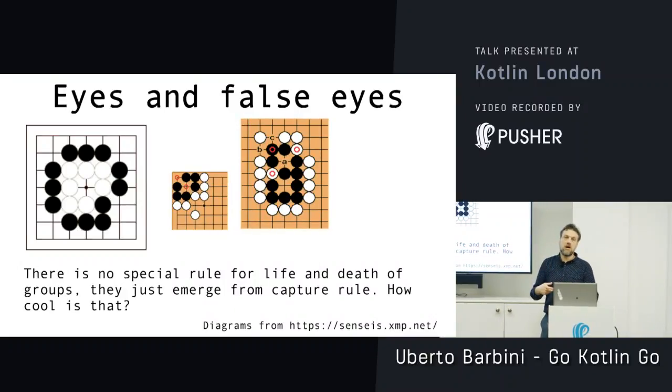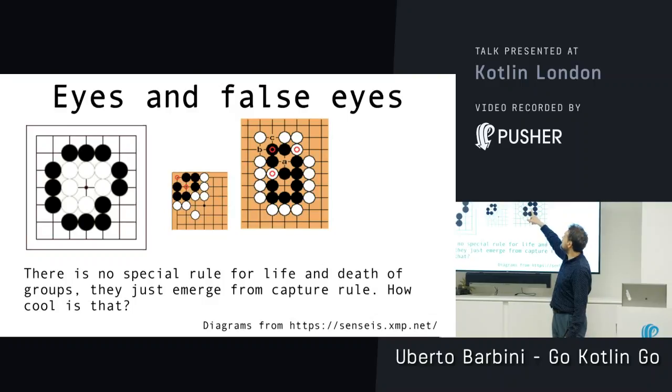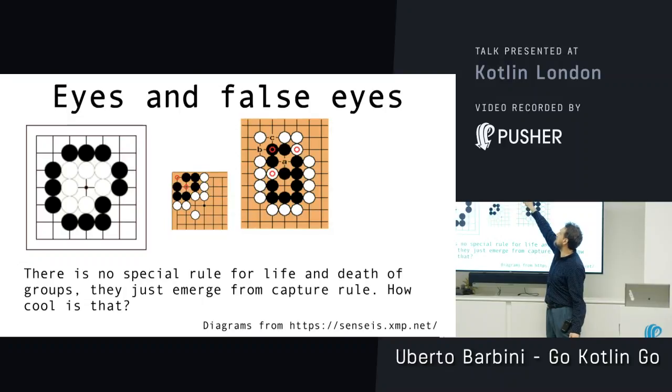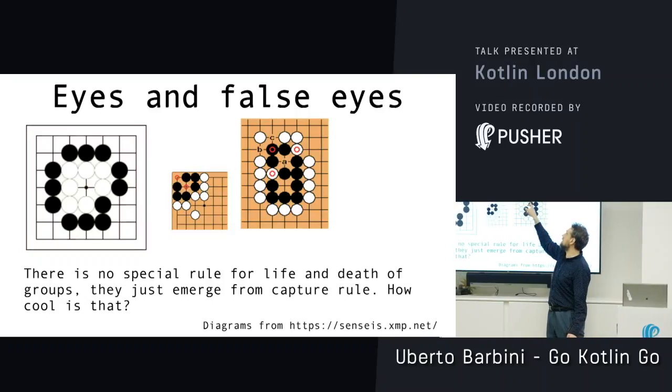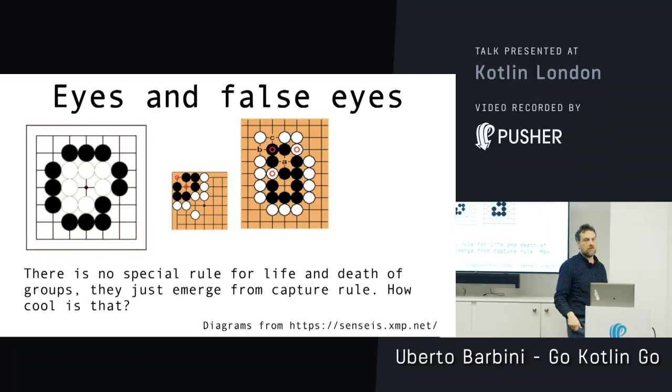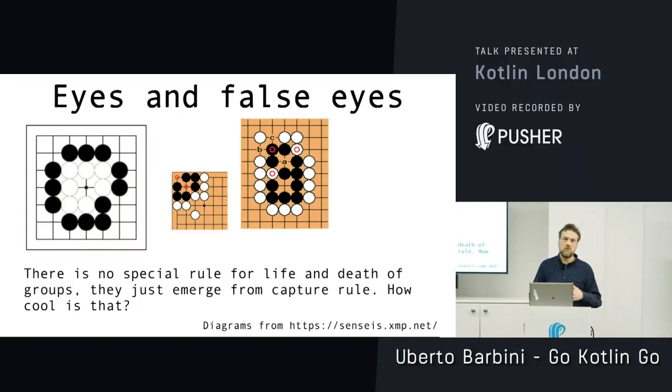Any shape with two eyes is unkillable. Two or more than two eyes, so it's alive, as it's called. Any shape that has only one eye is killable. And sometimes those are called false eyes, like this one, because it seems like an eye, but if white plays on C and B, then it can place on A and kill. It will kill these three, so this will be only one eye, and kill also the other one. So all the strategy of Go is to manage to have a group with two or more eyes.